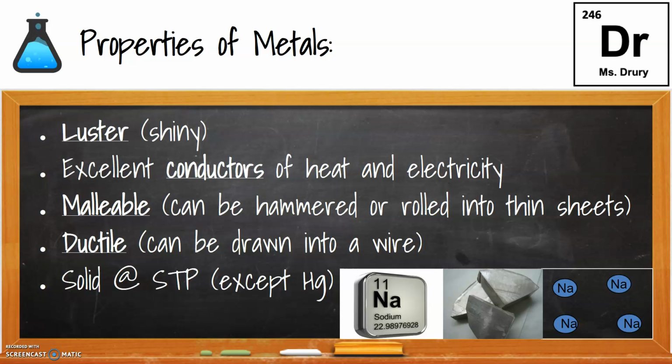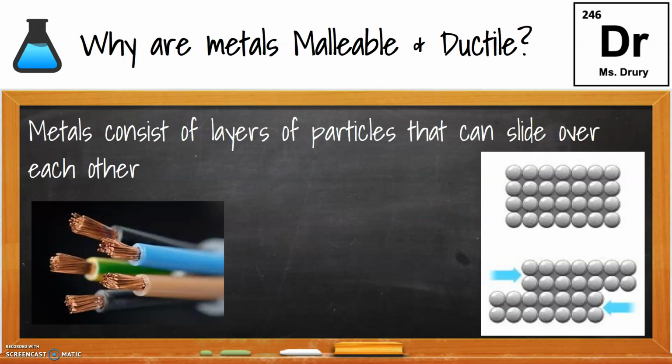So let's talk about metals first. Metals are lustrous. We lust after them because they're nice and shiny. They're excellent conductors of both heat and electricity. They're malleable, which means they can be hammered or rolled out into thin sheets. And ductile. They can be drawn into a wire-like shape so they can conduct electricity. Most of them are solids at standard temperature and pressure, except for mercury, which, as we know, has been used in barometers and manometers and thermometers in the past as a liquid.